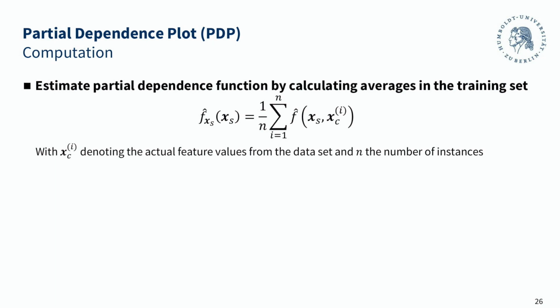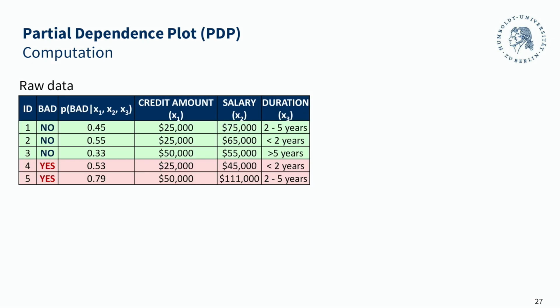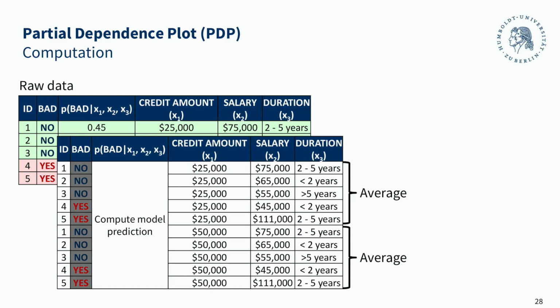The formula is nice, but let's look at a concrete example. I'm just trying to explain the formula. Let's say we are interested in the feature credit amount. And in my example, please note that credit amount has only two distinct values, 25K and 50K. I note these two distinct values, and then I hypothetically create a data set where I copy and paste all my data points.